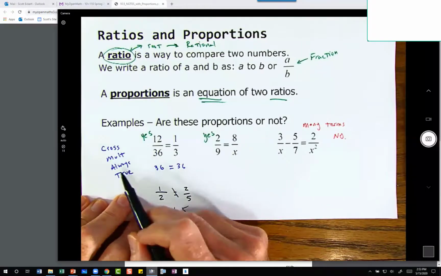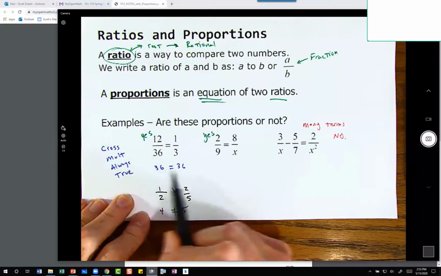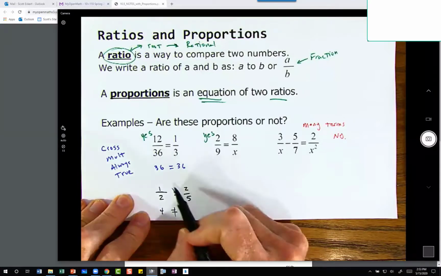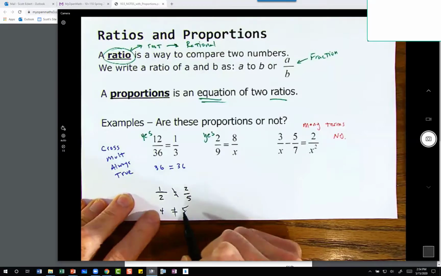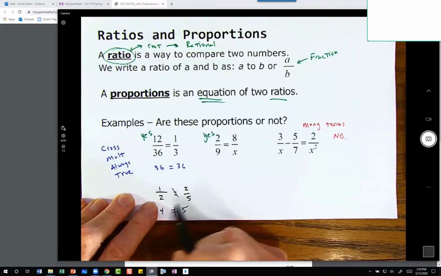Cross multiplying is always true when you have a proportion. So if I go 2 times 2, that's 4, and 1 times 5 is 5. They don't equal. So the fractions don't equal. They're not proportional.